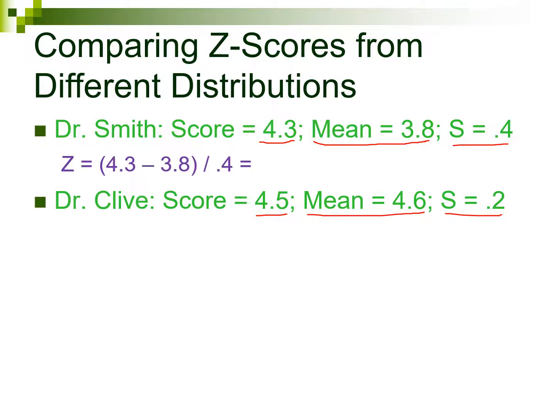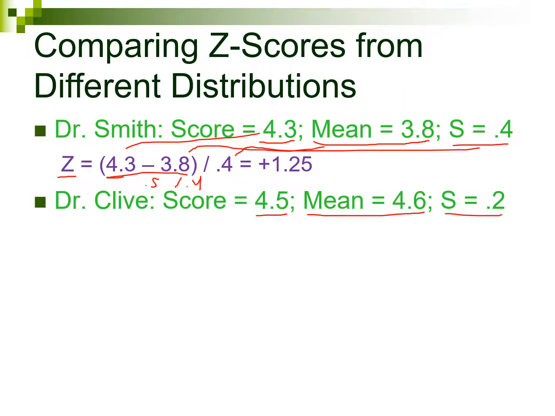So for Dr. Smith, to find his z-score, we take his raw score of 4.3, subtract the mean of the distribution, 3.8, and then divide by the standard deviation of 0.4. Again, we need to do the correct order of operations, the information in the parentheses first. 4.3 minus 3.8 is 0.5. 0.5 divided by 0.4 then is going to give us 1.25.